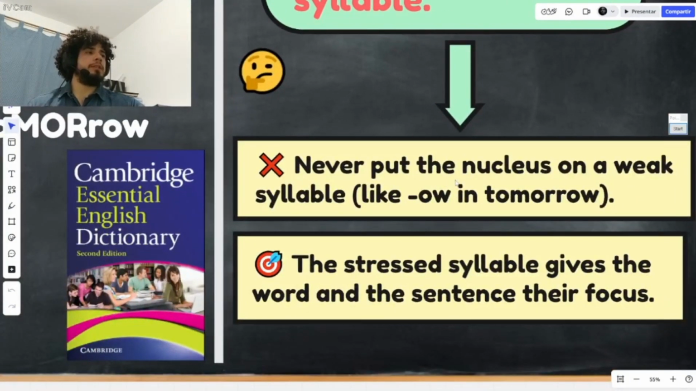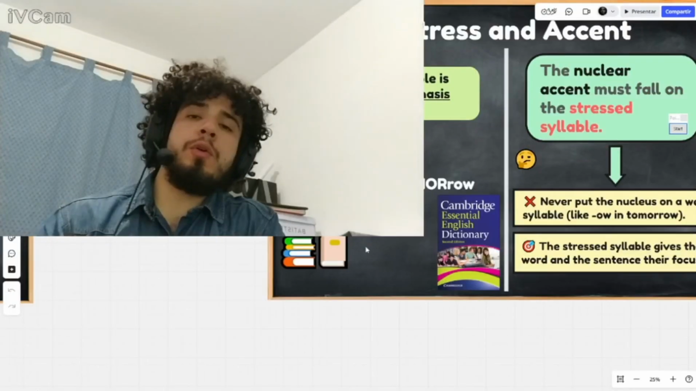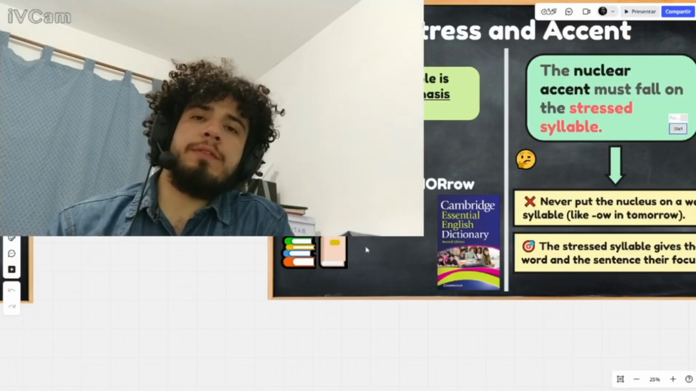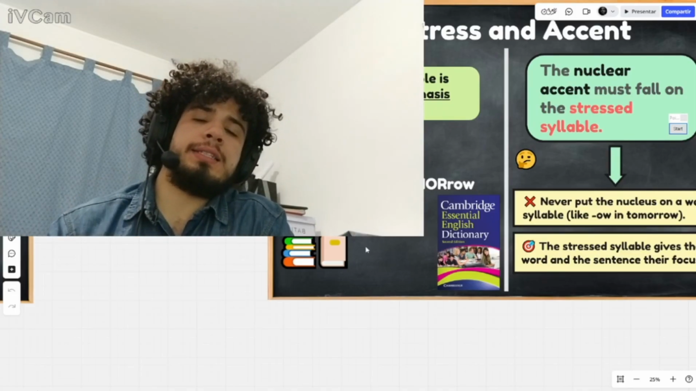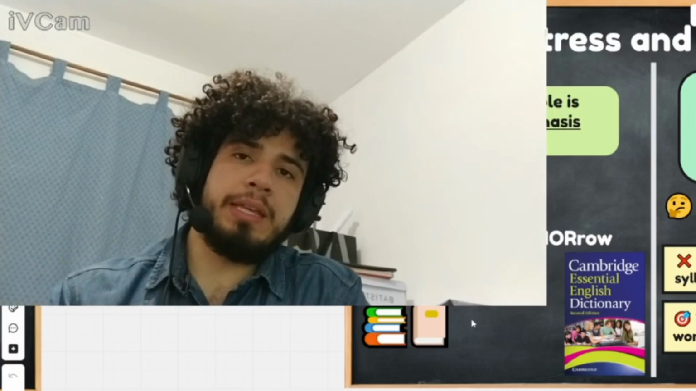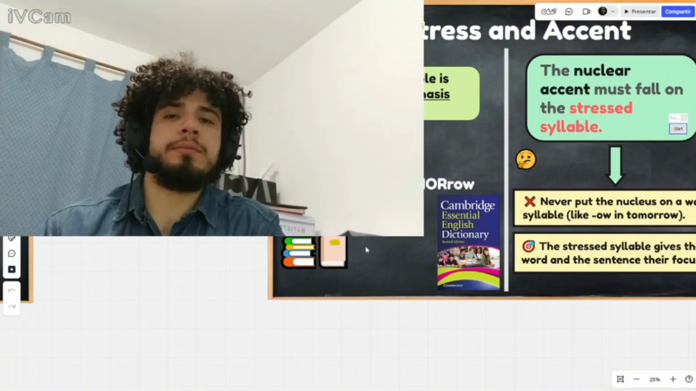Never put the nucleus on a weak syllable. The stressed syllable gives the word and the sentence their focus. So remember, the stressed syllable is where the nuclear accent lives. It's what gives the message its focus and meaning.